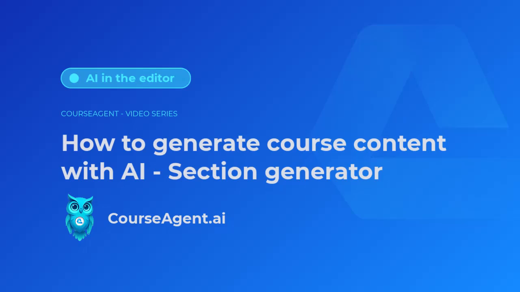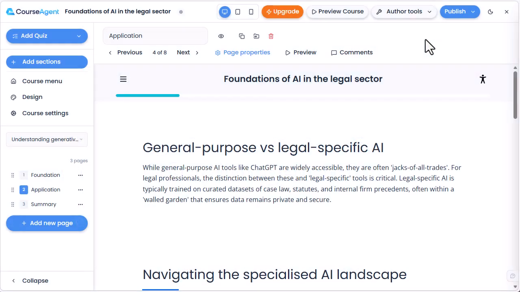In this video, you'll learn how to draft any section of your course with AI, text, interactions, and knowledge checks without writing prompts from scratch. Blank sections are the slowest part of authoring. You know what the page should do. You just have to find the words.